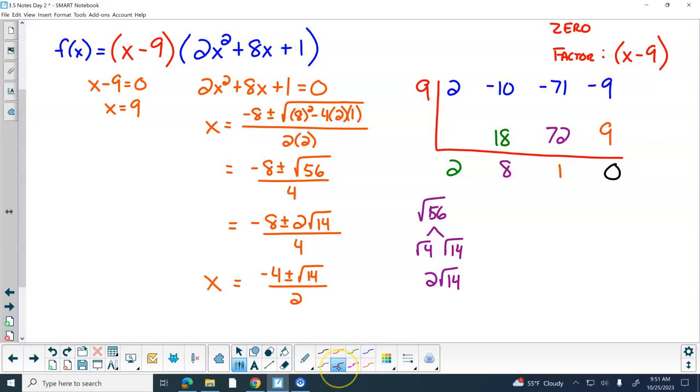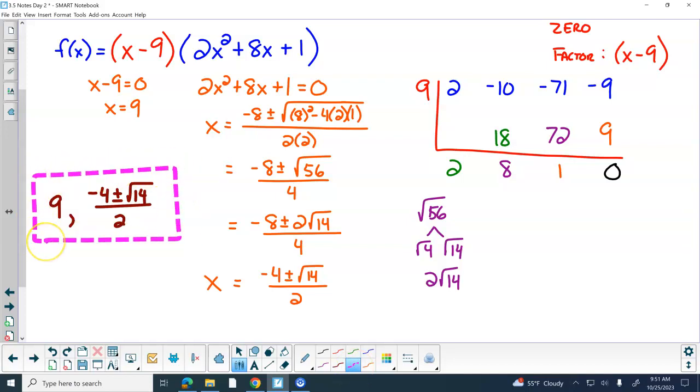So the 3 zeros that we found are 9, and negative 4 plus the square root of 14 all over 2, and negative 4 minus the square root of 14 all over 2. So we do have the 3 answers that we needed. One of them was given to us. We had to find the other 2.